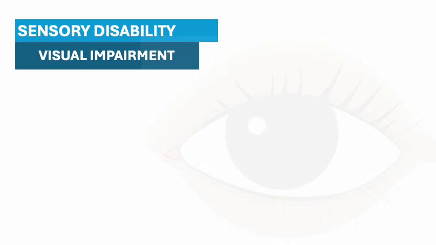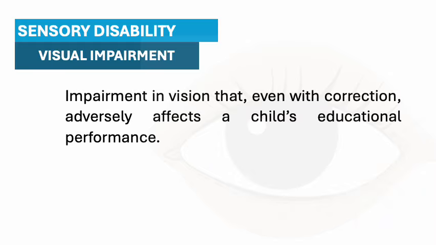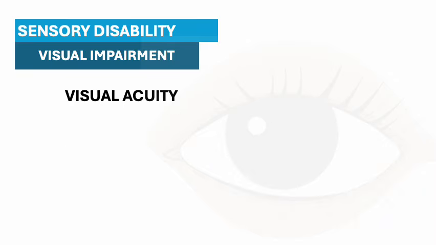Now let's talk about visual impairment. According to the Individuals with Disabilities Education Act, or IDEA, a visual impairment is an impairment in vision that, even with correction, adversely affects a child's educational performance. These can include partial sight or legal blindness, and it's important to understand that these challenges can impact how a student accesses information, navigates the classroom, and participates in activities.